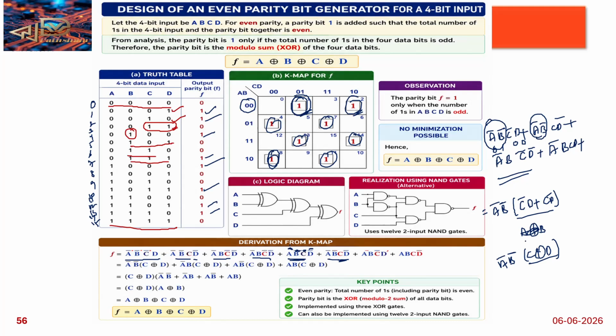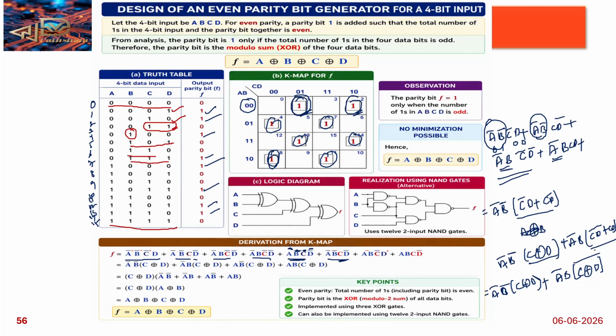Any doubt in this? Similarly, what about the other two equations? What is the equation we are having here? A bar B is the common. A bar B is getting common, and then C bar D bar plus CD. Okay, C bar D bar plus CD means what is the equation here? A bar B bar, and then C XOR with D. Okay, plus A bar B is the common variable. This is the exclusive NOR gate, right? That means C, D exclusive NOR gate. Okay, C XOR D whole bar we can write that.